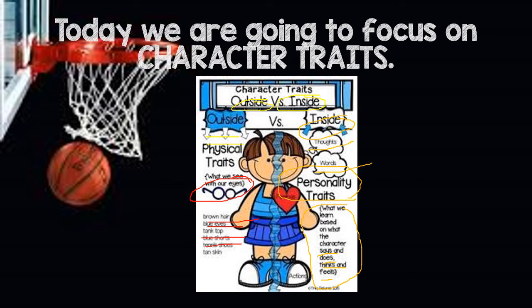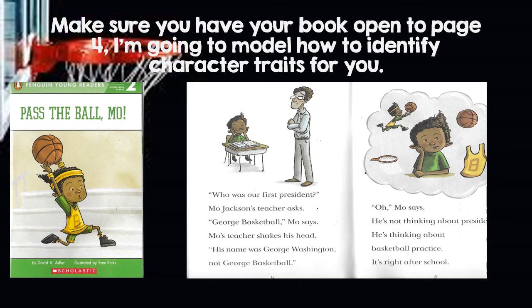Today I'm going to model for you a little bit from Pass the Ball Mo, and then you're going to finish your story on your own. Make sure you have your book open to page 4. I'm going to model how to identify character traits for you. I'll give you just a minute to get your book open to page 4.